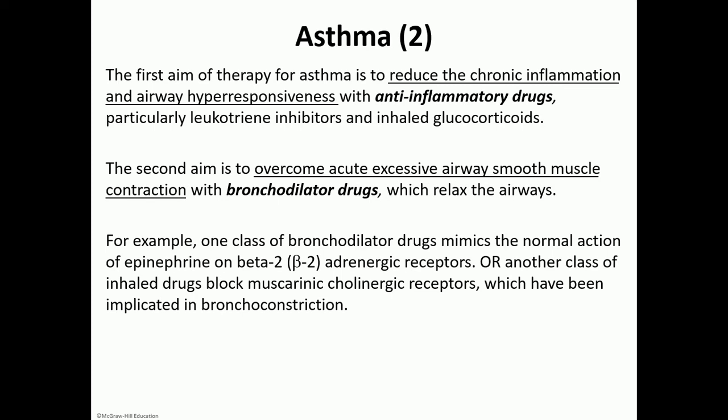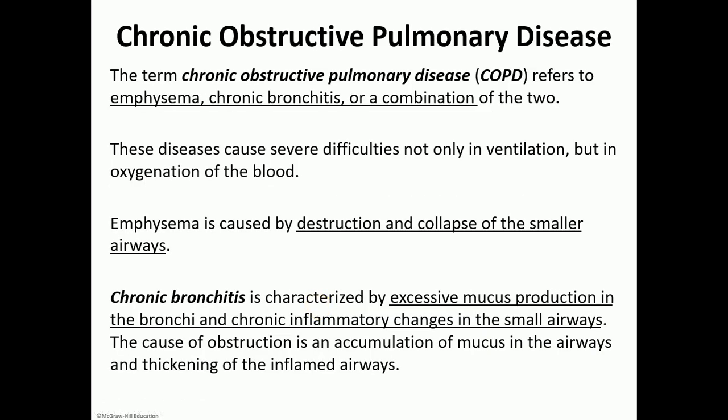Or another way to do it would be to block the parasympathetic receptors. We could use a muscarinic cholinergic receptor blocker, and that is going to prevent the bronchoconstriction.